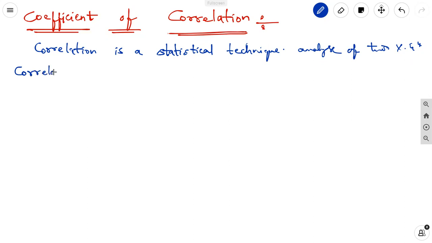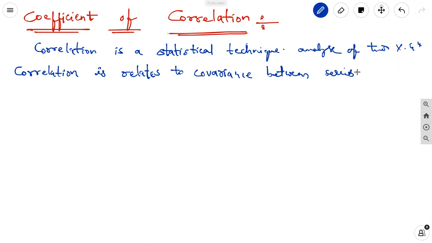This correlation relates with covariance between series but not of functions, or causal relationship.